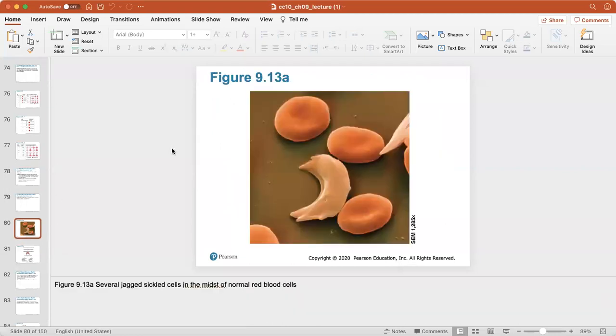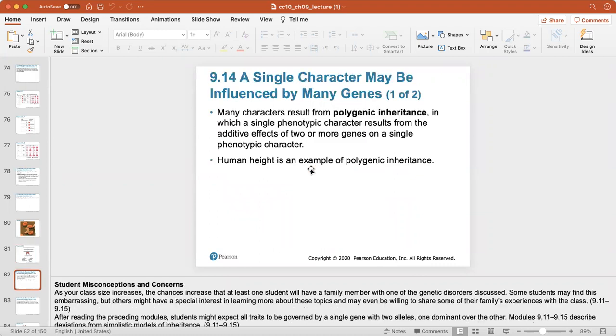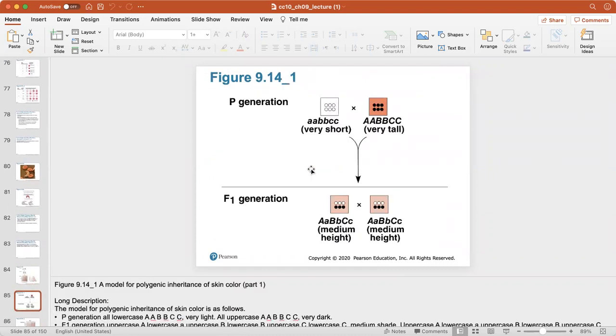And this is just to look at sickle cells, the jagged edges amongst normal red blood cells. And this is a look at how an individual can carry the sickle cell gene, but just be a carrier for it. Many characters result from polygenic inheritance, in which a single phenotypic character results from the additive effects of two or more genes on a single phenotypic character, and human height is an example of that.